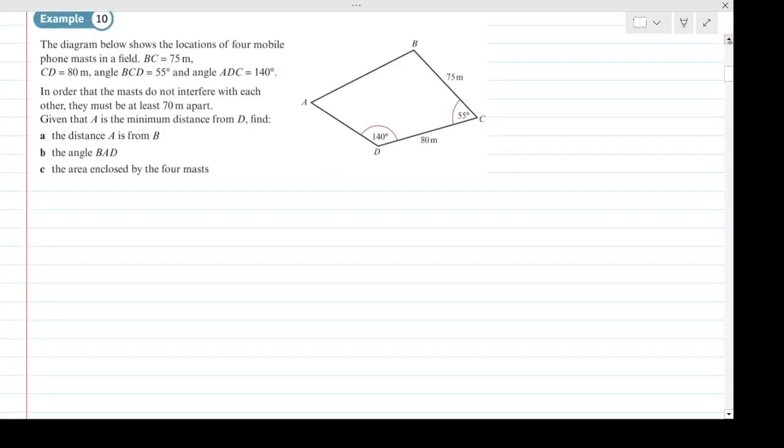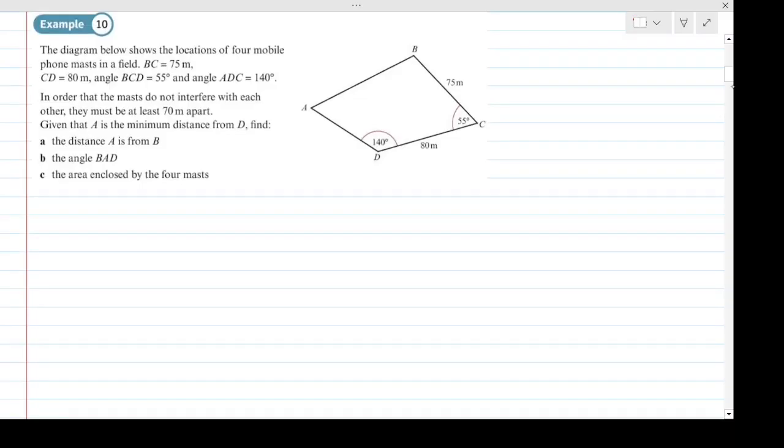Okay, we are told the diagram below shows the locations of four mobile phone masts in a field. DC is 75. Okay, they've given all the information there. I'm not going to read that out. In order that the masts do not interfere with each other, they must be at least 70 metres apart. Given that A is the minimum distance from B, find the distance A from B. So we want to find this side A from B, which is this left side here.